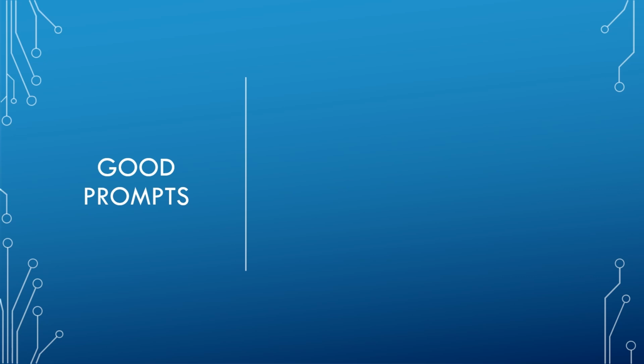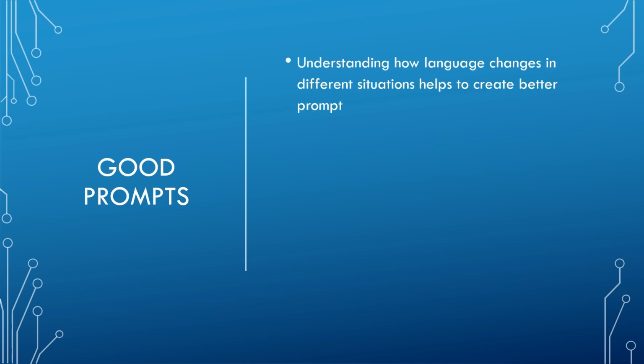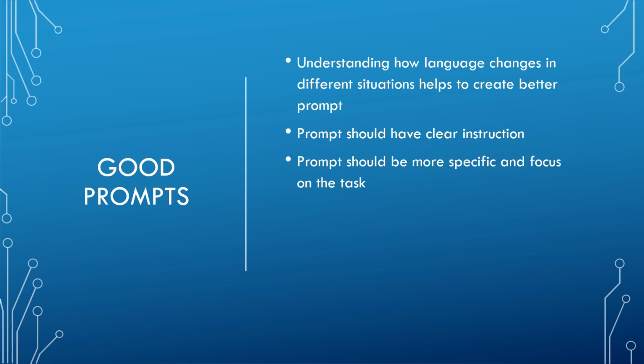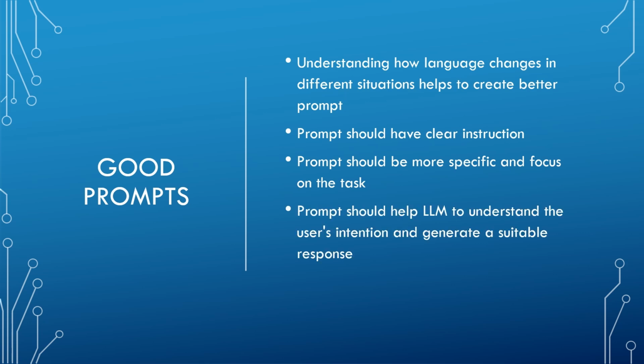Let us see how to make good prompts for language models. To make a good prompt, it's important to know how people use language in different situations, and write prompts accordingly. Make sure your prompt has clear instructions. Tell the model exactly what you want it to do. Your prompt should be specific and only focus on the task you need help with. This way, the model knows exactly what you're asking. Also, a good prompt helps the model understand what you mean so it can give back the right answer.